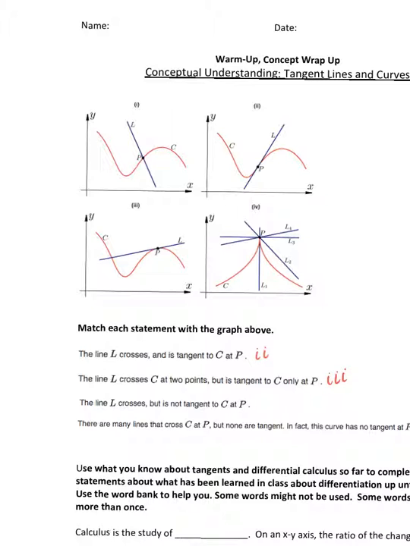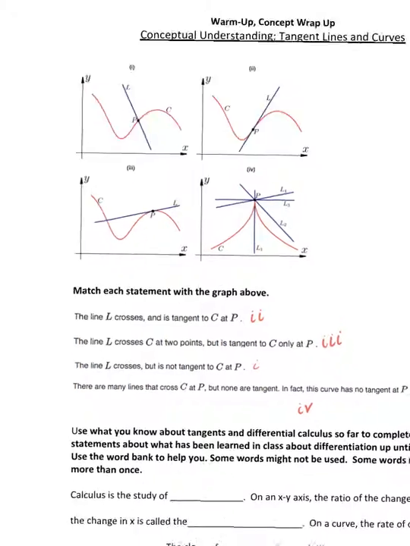The next one, the line L crosses but is not tangent to C at P. That's 1. Which leaves this one to be 4. There are many lines that cross C at P, but none of them are tangent. In fact, this curve has no tangent at P. Questions on this idea of a tangent?